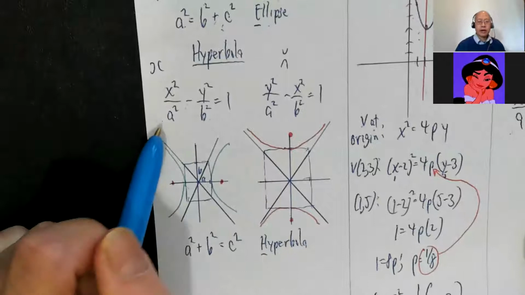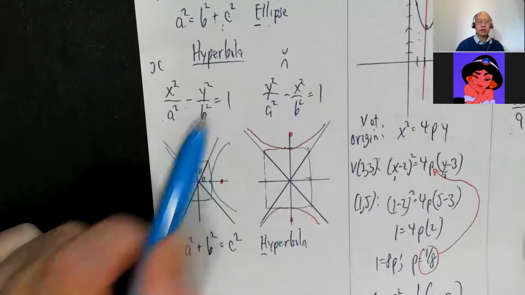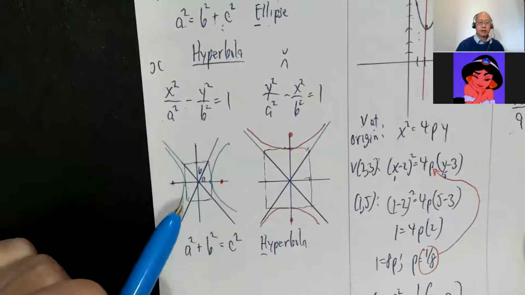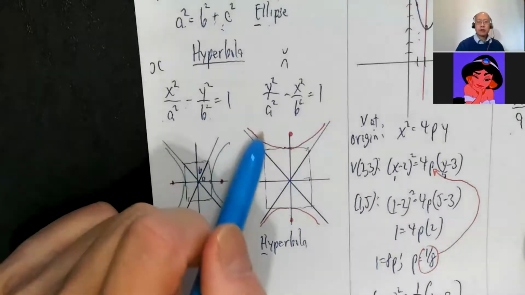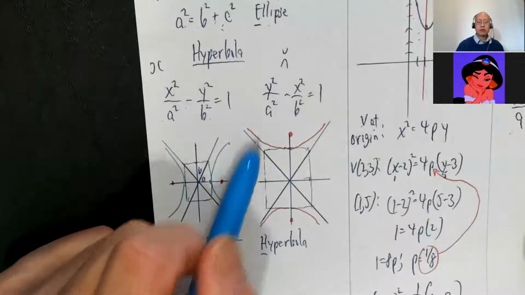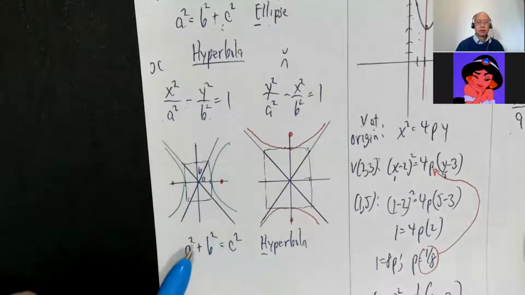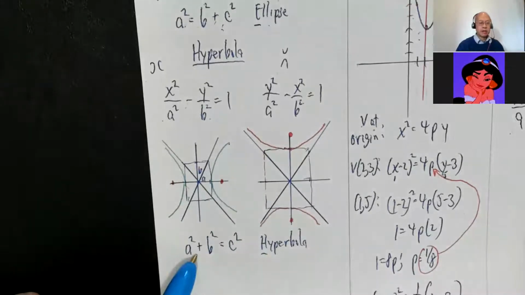Hyperbola, x squared over a squared minus y squared over b squared equals 1, left and right. y squared over a squared minus x squared over b squared equals 1, up and down. And a squared plus b squared equals c squared.